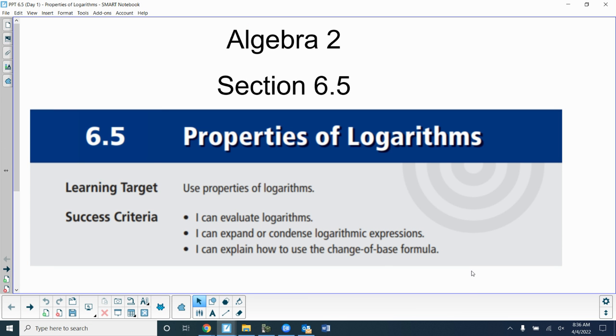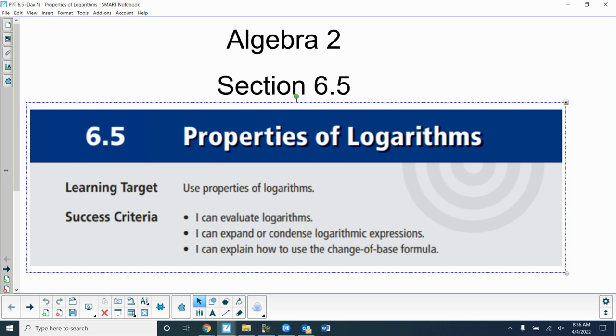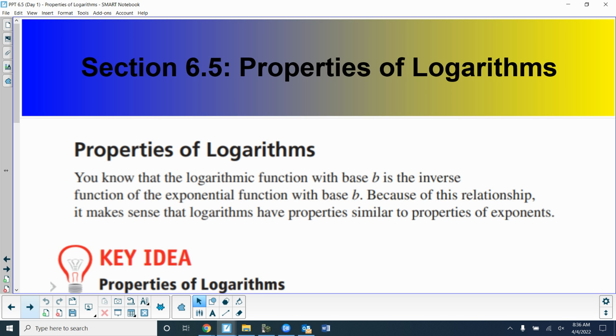All right, so we're going to go into properties of logarithms today. We're going to expand and condense logarithmic expressions, and the change of base formula you're going to like, because you can solve any log problem that you guys have been doing without a calculator with the calculator. So you'll like that one.